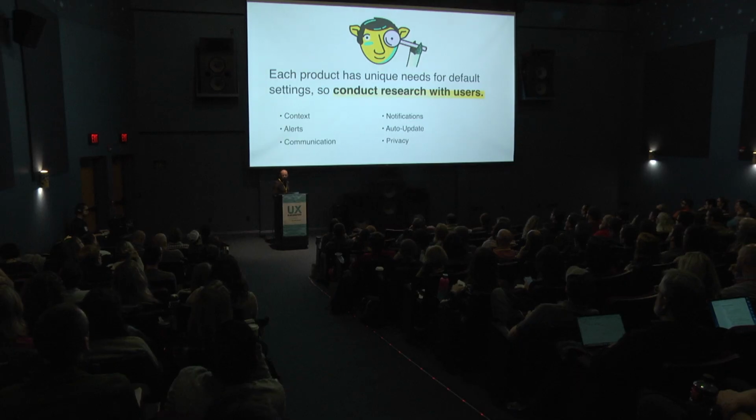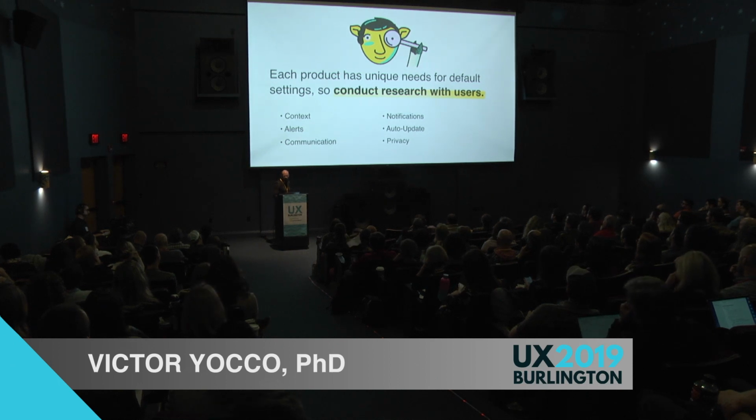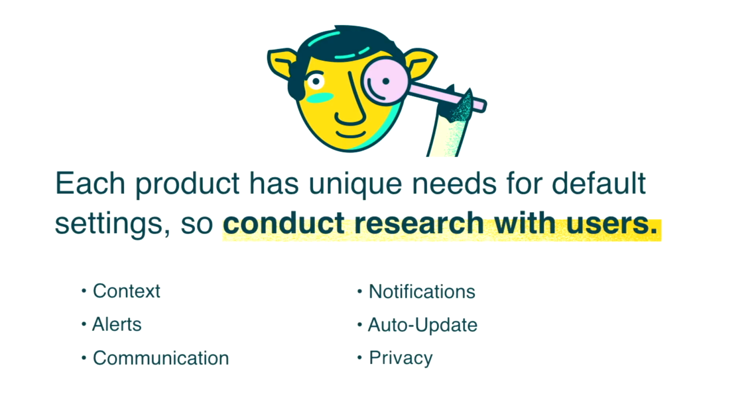So just thinking about things like the context, alerts, communication, notifications. What are you auto-updating so that people don't have to go in and update the product themselves? They're not going to be paying attention to that. And what is the privacy? Because again, that can be an issue, especially around social media, but people don't tend to adjust their privacy settings, and what are you defaulting to there?